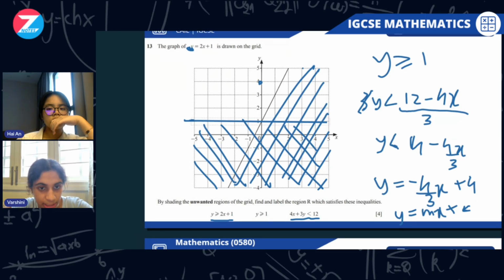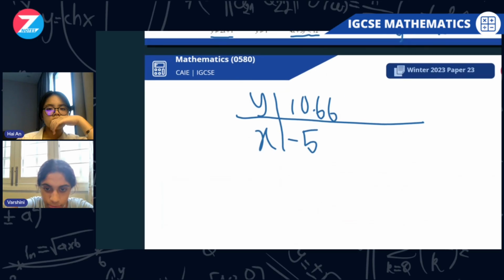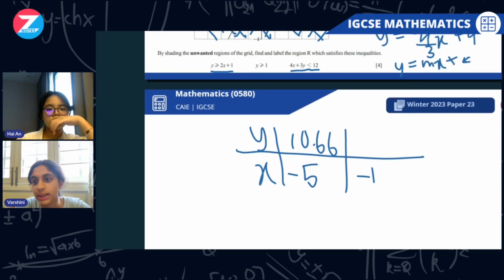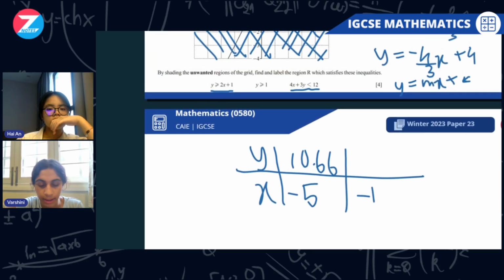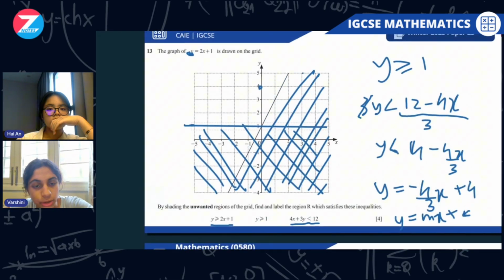So let's instead find it at the point x equals minus 1. That's going to be minus 1 into minus 4 by 3 plus 4. Put that in your calculator, it's 5.33 something. So that also is above the grid. It's going to be somewhere here.